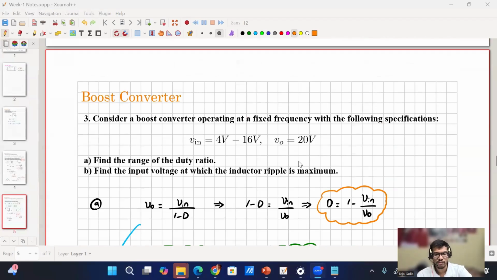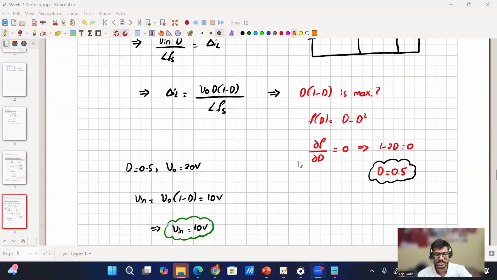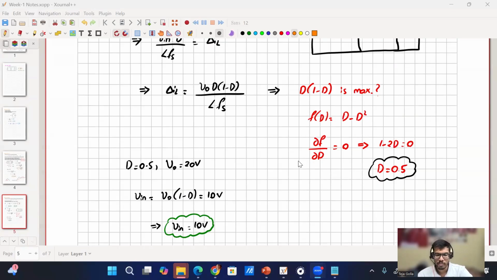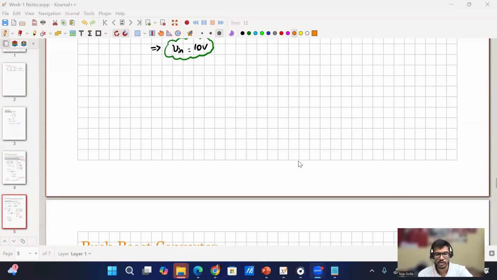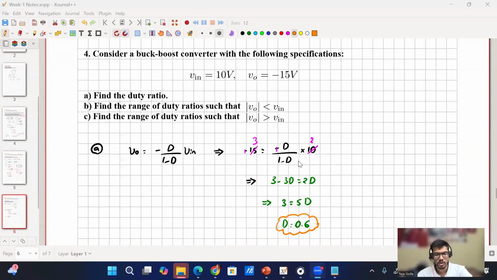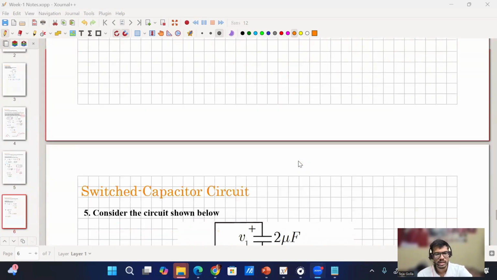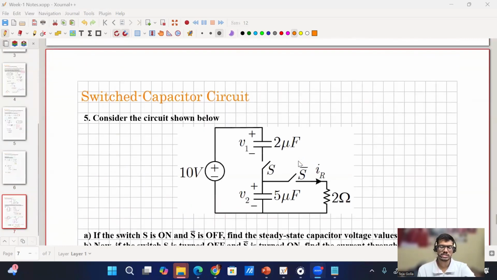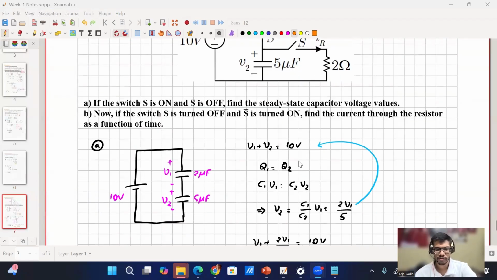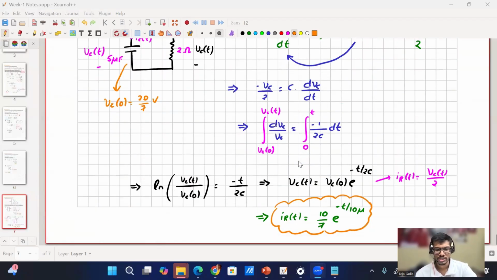Similarly, we did the same for the boost converter, and we saw the worst case where the inductor current ripple will be maximum, and we found the duty ratio is 0.5. And we solved another such problem for the buck boost converter. In the same way we can find the worst case for this, but that will be a little bit complicated, so we'll solve it next week. Then in the last problem, we considered one switched capacitor circuit, and we saw how we can find the currents as well as voltages as a function of time.